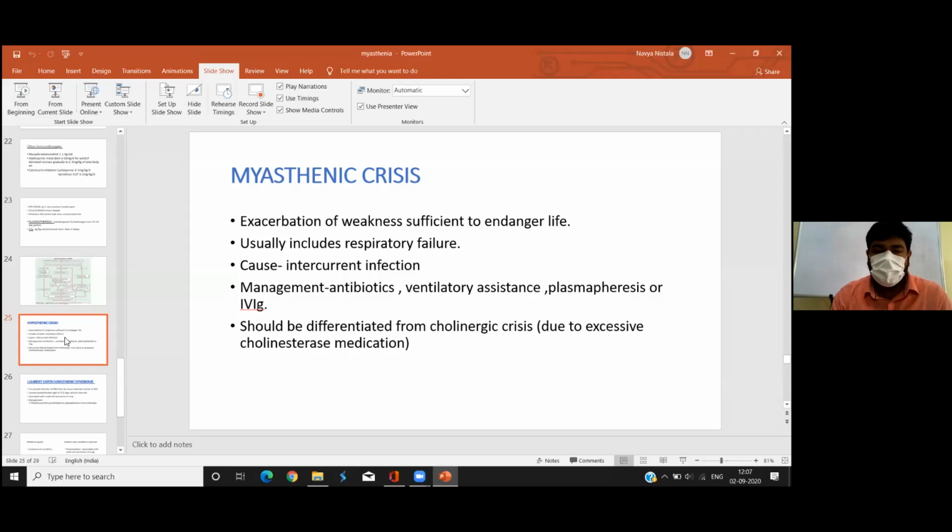In immunomodulatory therapy, what are you giving? Either you are giving immunoglobulins or plasma exchange. In plasma exchange, what are you doing? You are removing the antibodies. Yes, sir. When you are giving anticholinesterases, what is happening in myasthenia gravis?